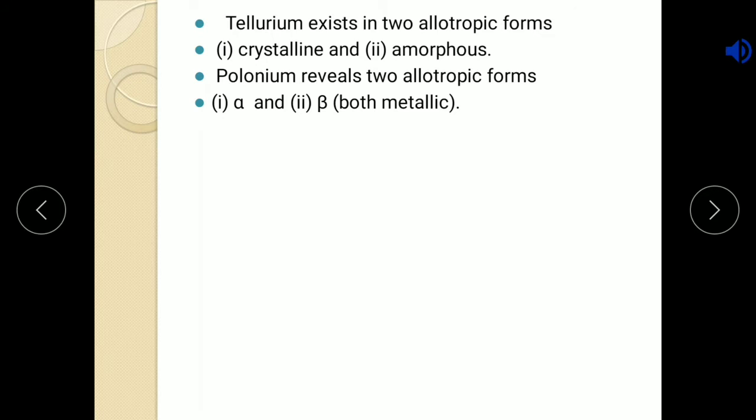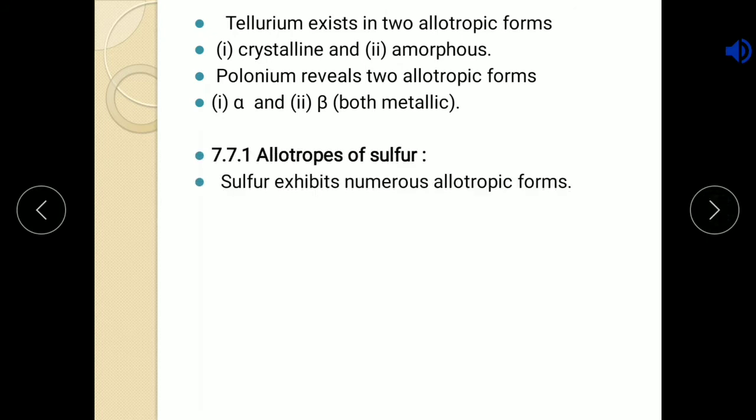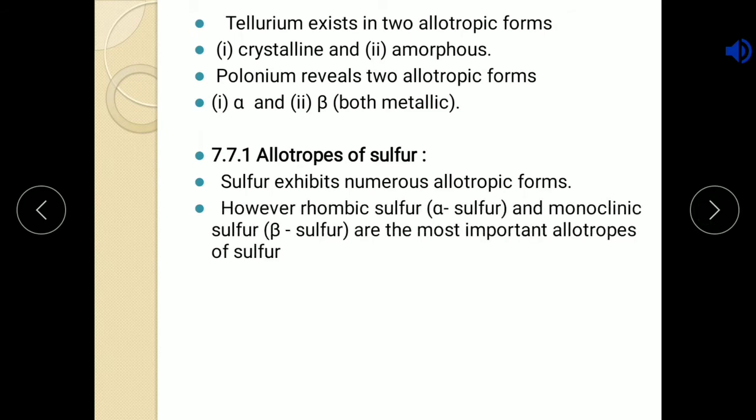But we are going to study in detail, as per your syllabus, the allotropes of sulfur. So let us start. As I have told you just now, sulfur exhibits numerous allotropic forms, but the important ones are only two. The first one is rhombic sulfur, that is alpha sulfur, and the second one is monoclinic sulfur, that is beta sulfur.